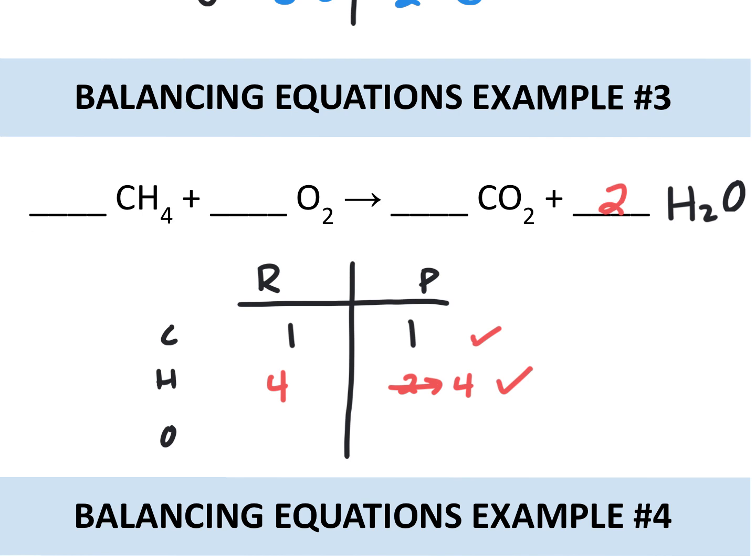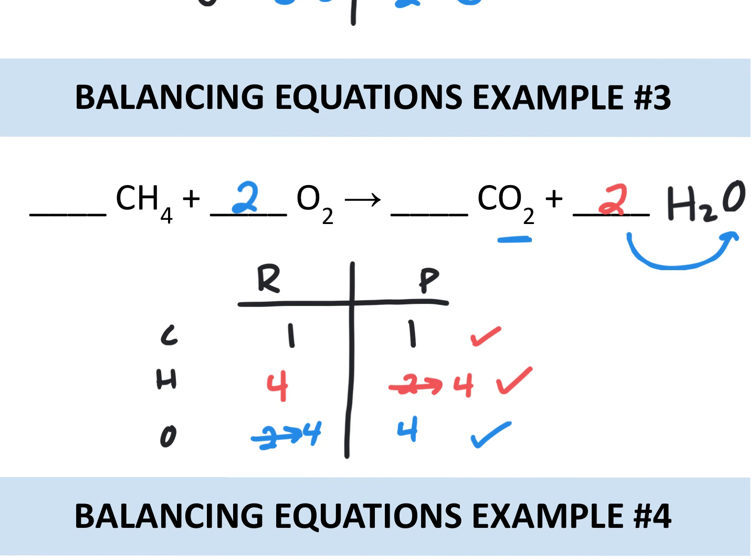Now the last one is I'm going to look at the O's. On the reactant side, I have 2, but on the product side, I have 2 plus 2. That gives me a total of 4. So again, I'm going to look at my least common multiple. In this case, it is going to be 4. I put a 2 here, and that is balanced.